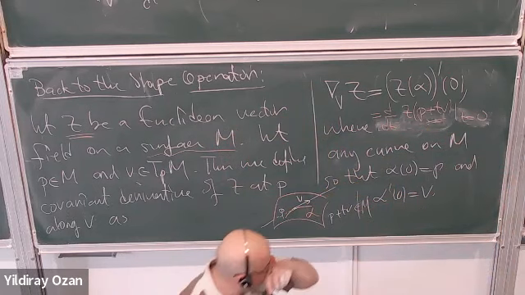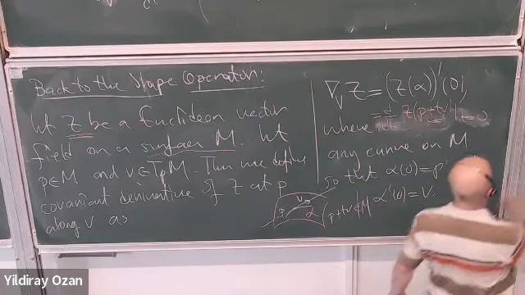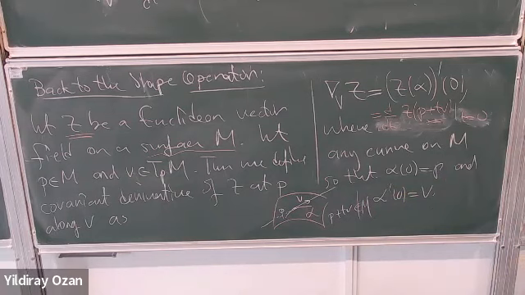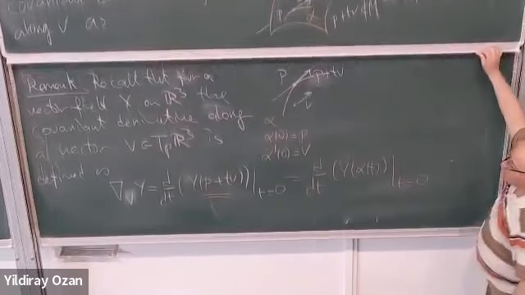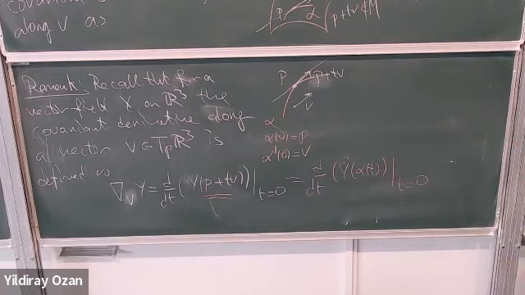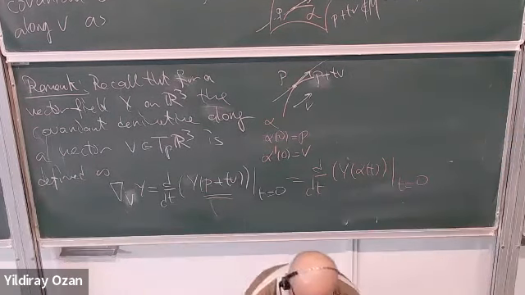So to define the covariant derivative of a vector field, we just need to choose a path on the surface M. Okay, that's it. All right.